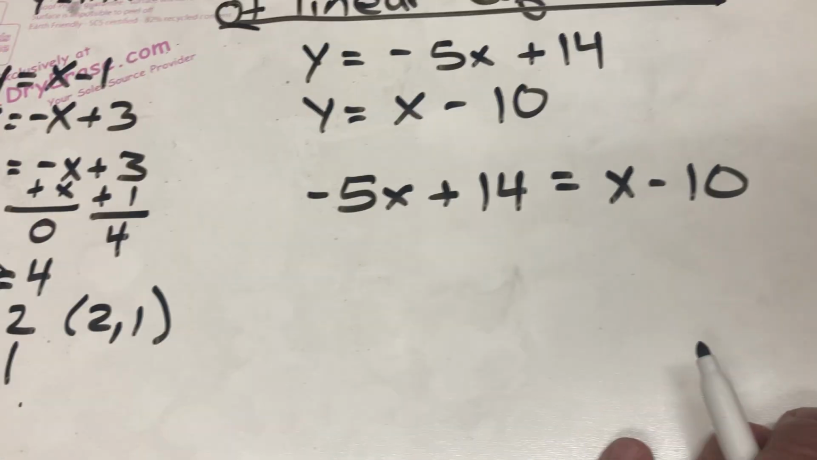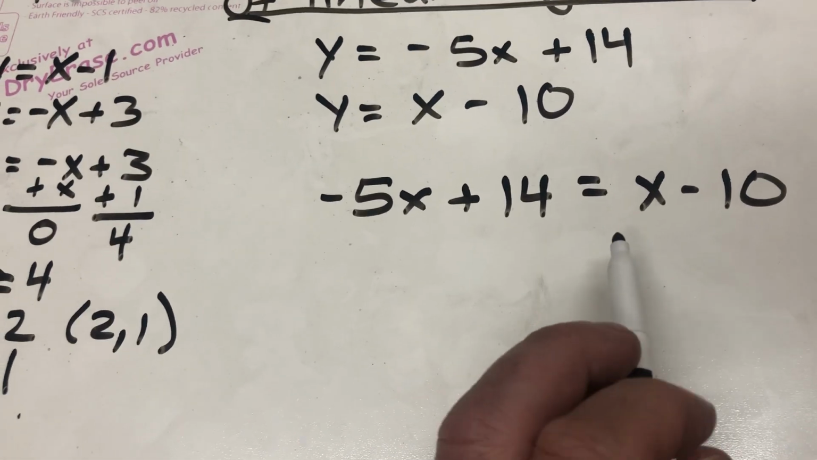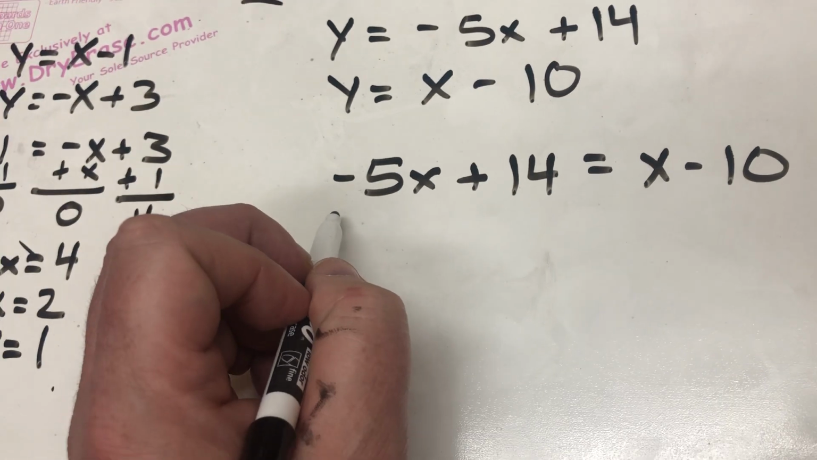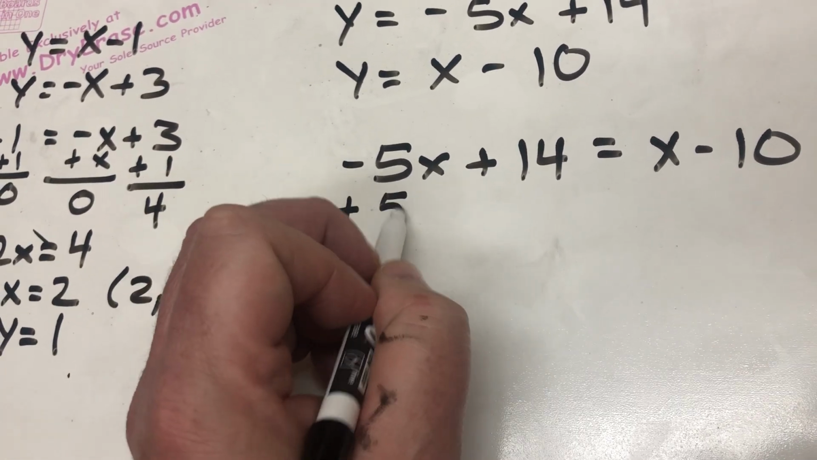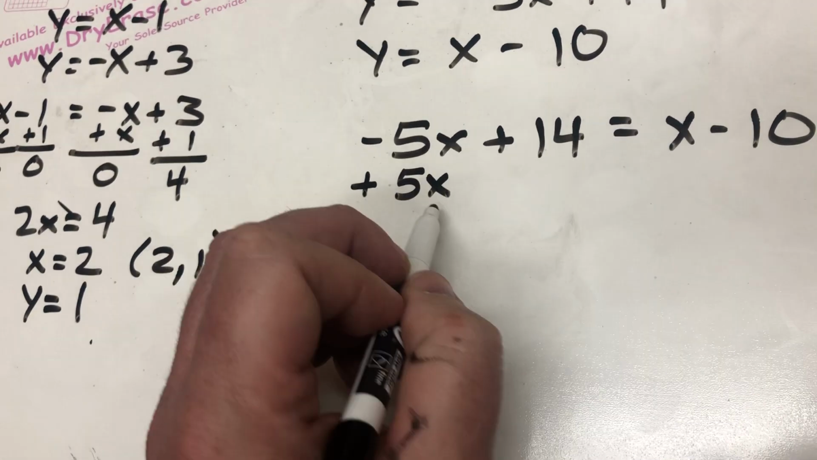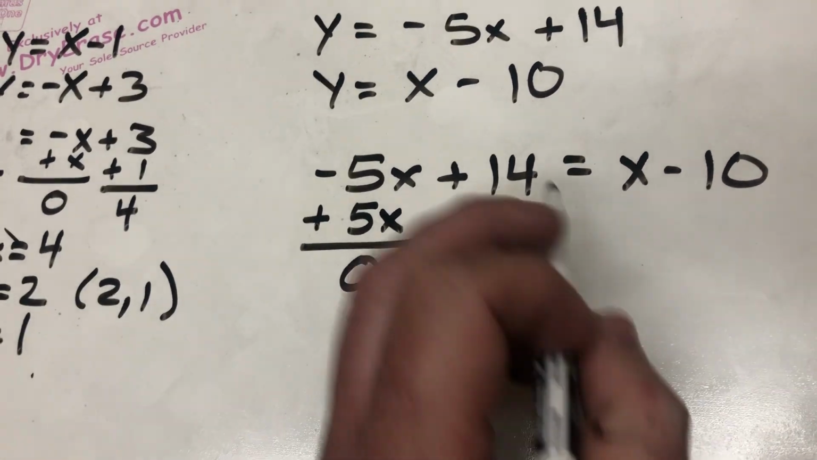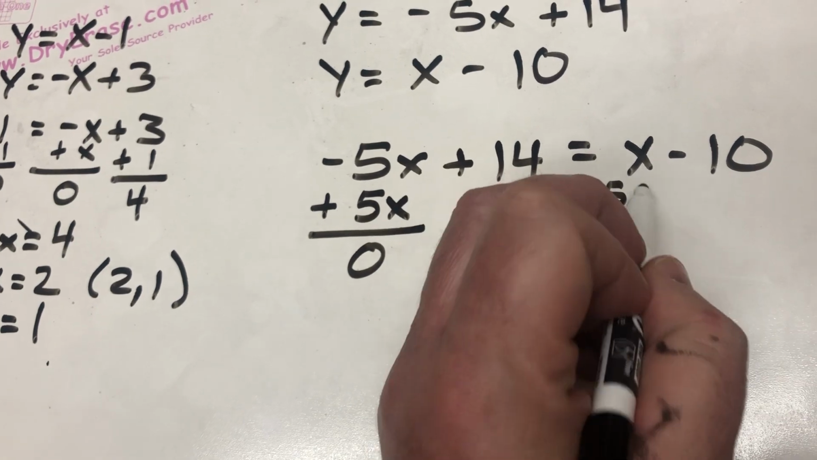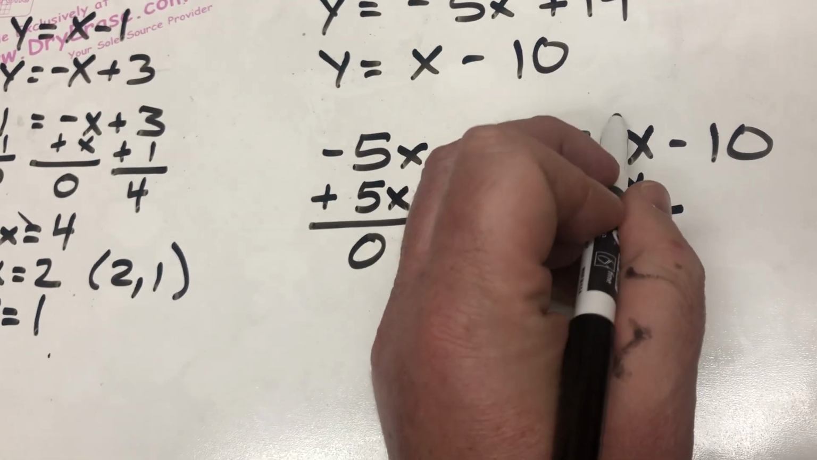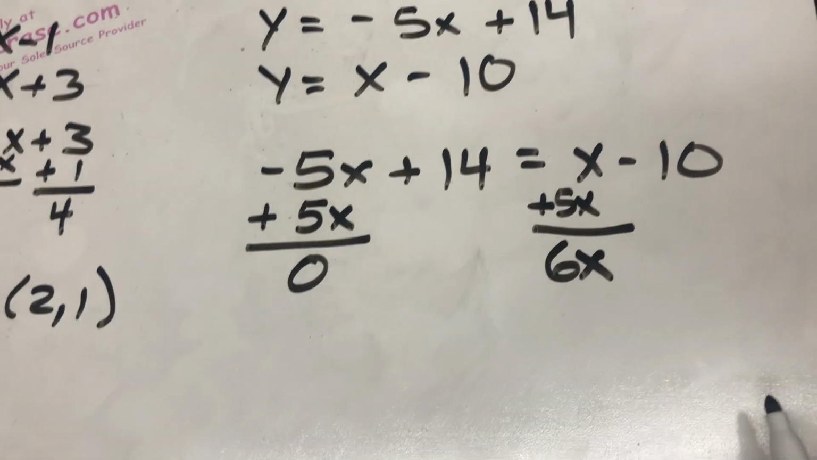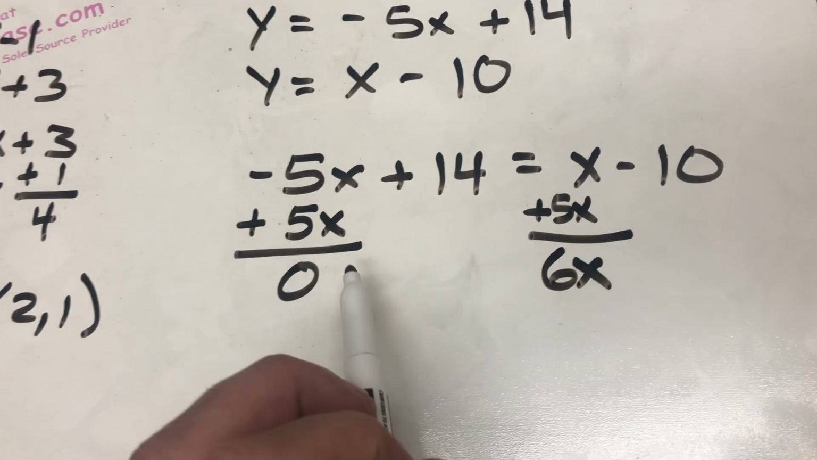All right, so I'm thinking, well, okay. I'm going to go ahead and add 5x to this side. All right, and I'm going to add 5x. Negative 5x plus 5x gives me 0. I have x, and if I add 5x to this side, remember that there's a 1 here, so 1x plus 5x equals 6x.